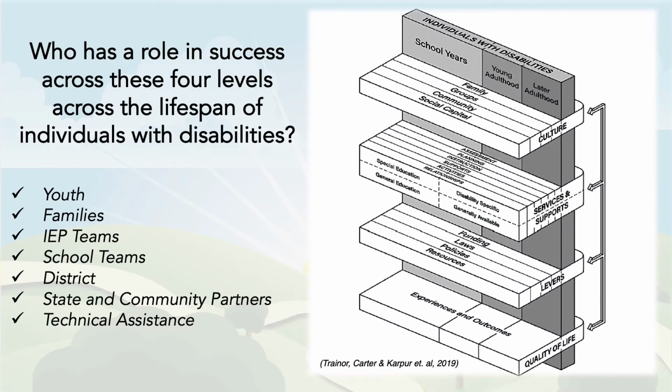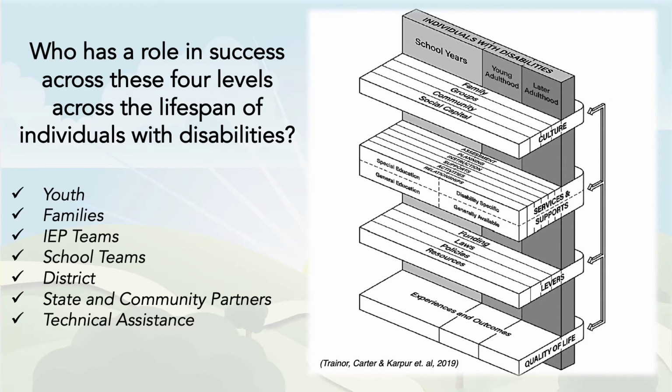Successful transition outcomes across the lifespan are the result of youth, families, and a broad range of stakeholders continuously sharing information, cooperating, coordinating their efforts, and collaborating to form new opportunities. Culture, supports and services, levers, and the outcomes of the interplay between them all influence future growth and opportunity for young people with disabilities as they progress through their adult lives.